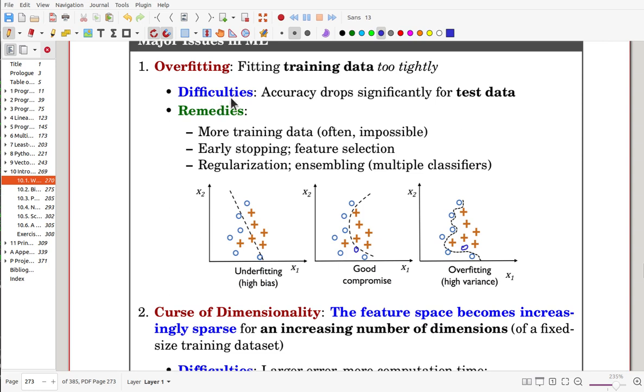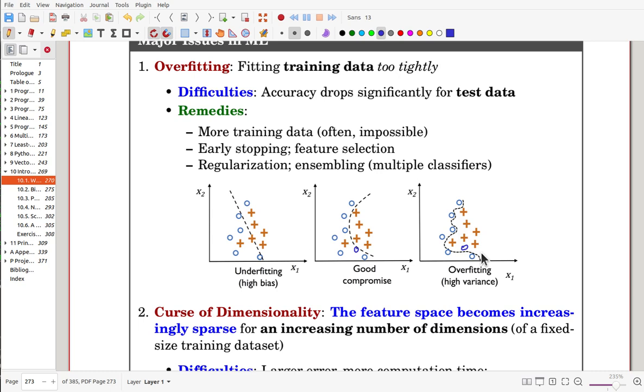The problem is that the accuracy drops significantly for test data. Once a new point comes, then accuracy is quite poor. But for the given training data, the accuracy is really good. In this case, for the training data set, its accuracy is 100%. But for new data points, the accuracy must be much lower than 100.